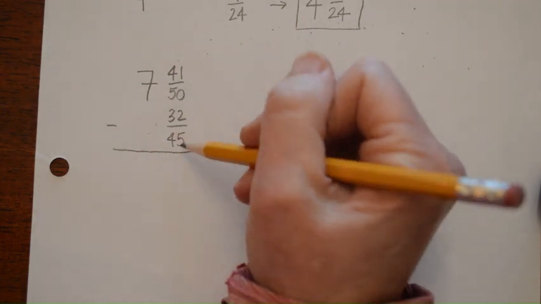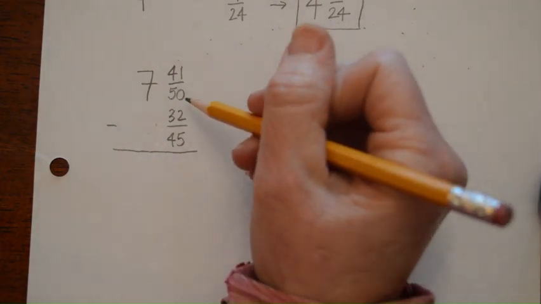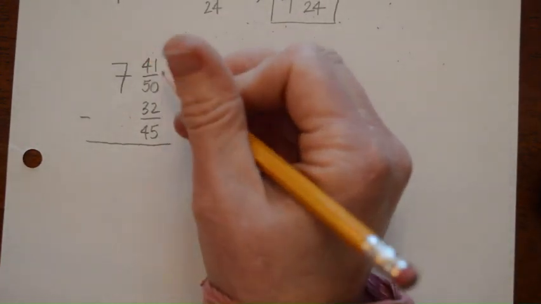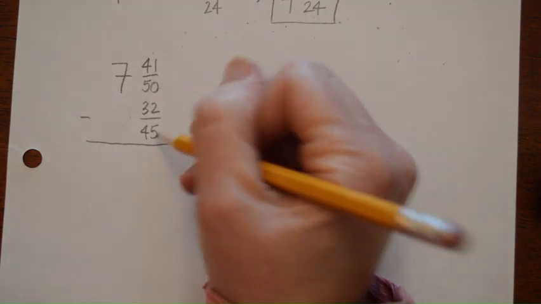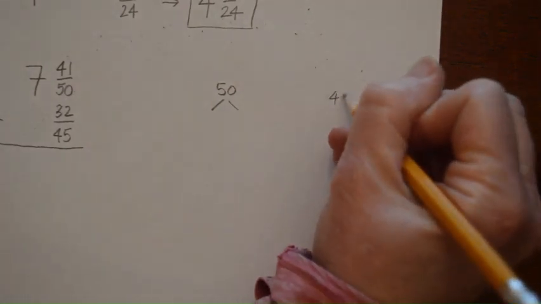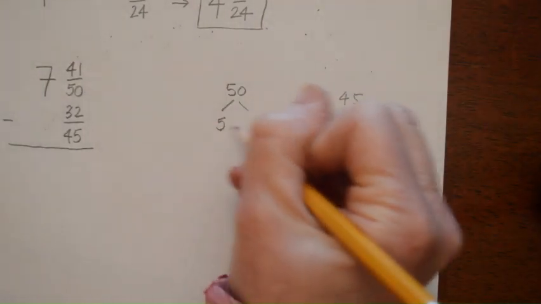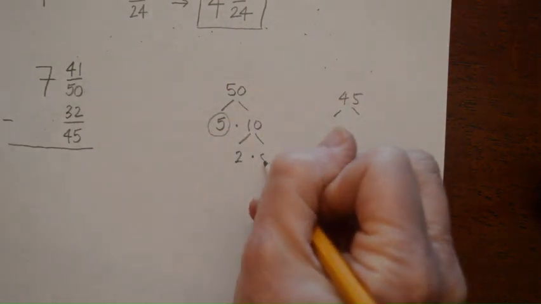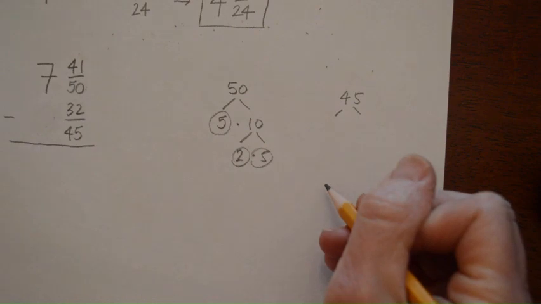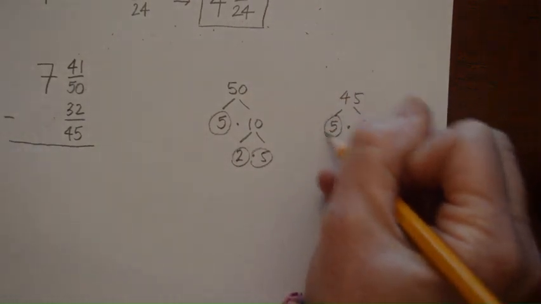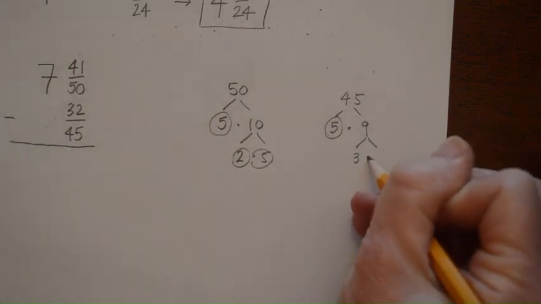Okay, so let's talk about these denominators right here. So for this one, again, 50, we could pretty easily name the multiples of 50, but maybe not so much for 45. So we're going to do prime factorization. All right, so we'll look at 50 and 45. 50 is 5 times 10. That's a prime. And then we've got 2 times 5, both primes. All right, 45, I'm going to go with 5 times 9. 5 is a prime. And then 9 is 3 times 3.